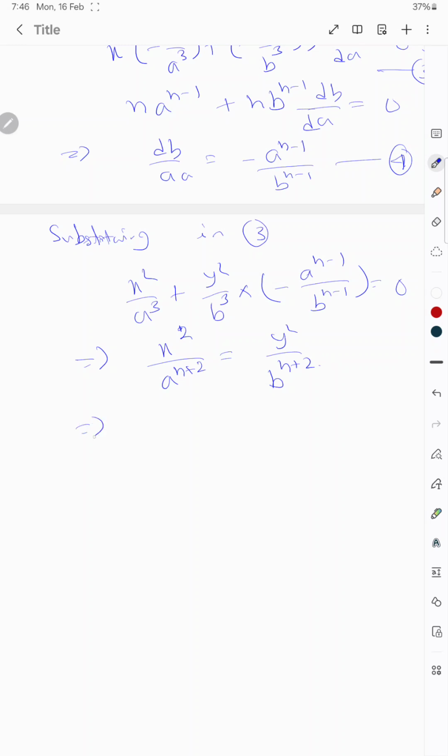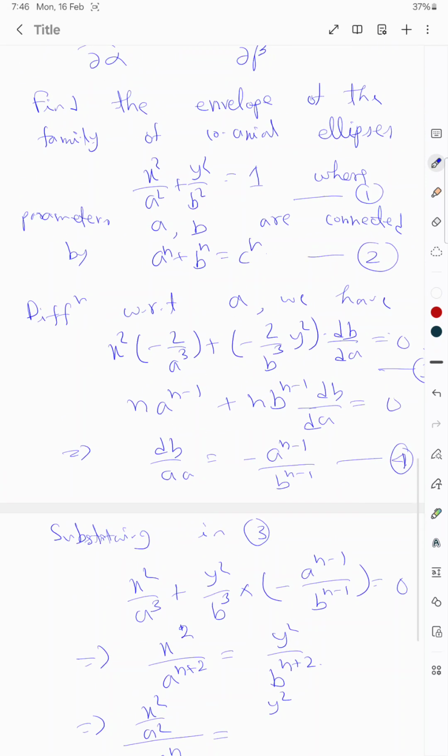So you can simplify this step like x square by a square. It is a little bit tricky because your main job is to eliminate a and b. Okay, so for this one you have to use some trick.